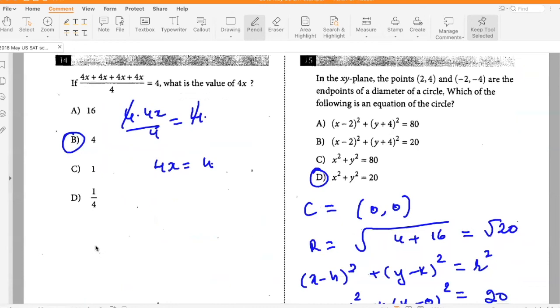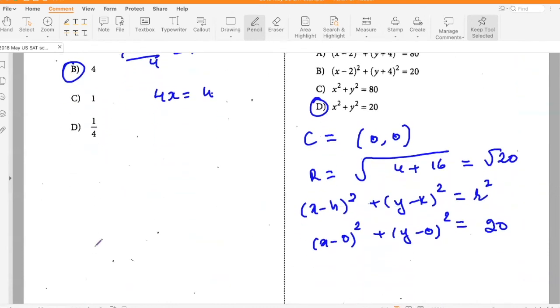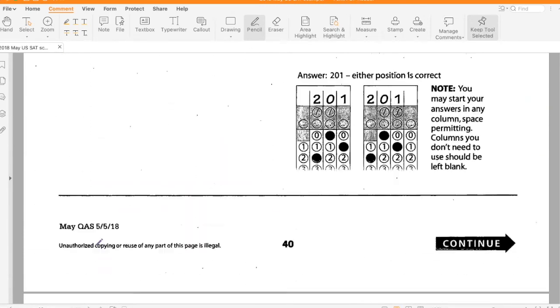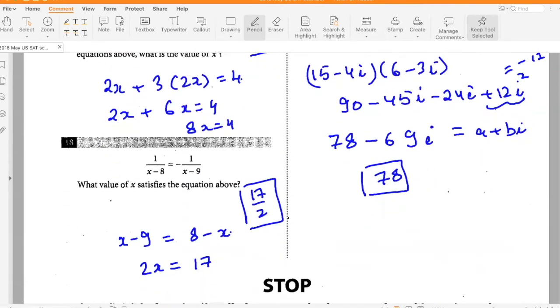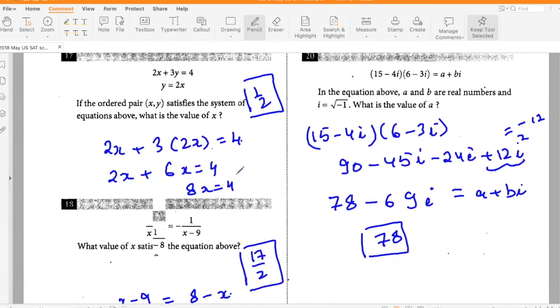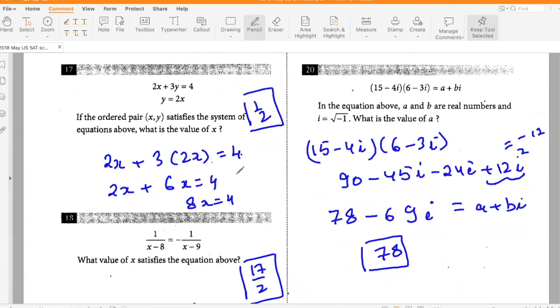Okay, then the grid-ins. 5/2, 1/2, 17/2. 5/13 and 78. Okay, great. So we got all correct.